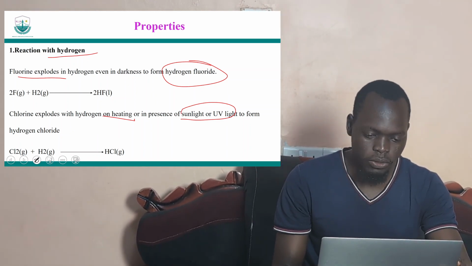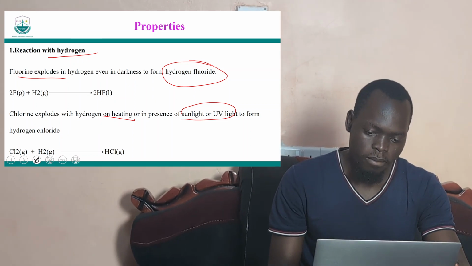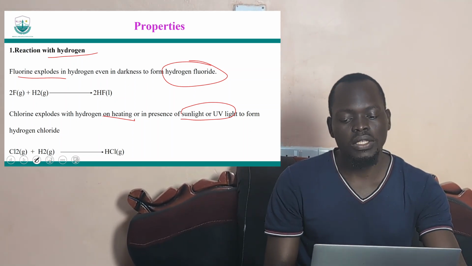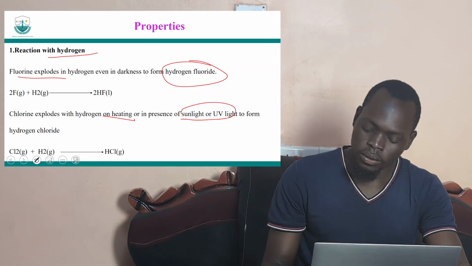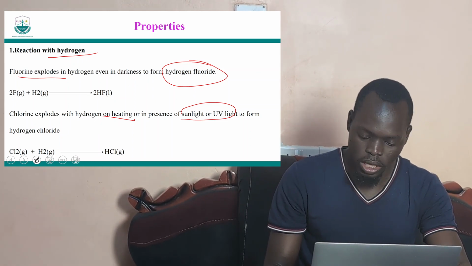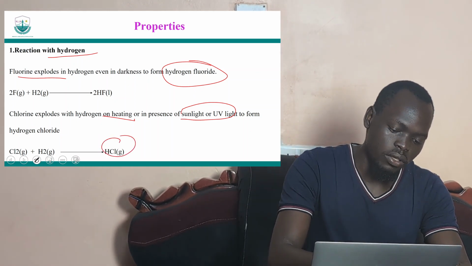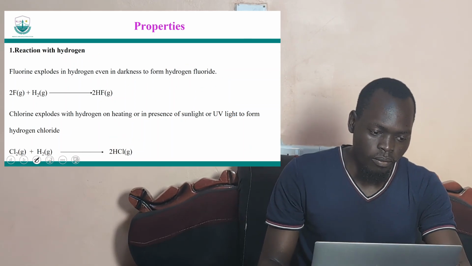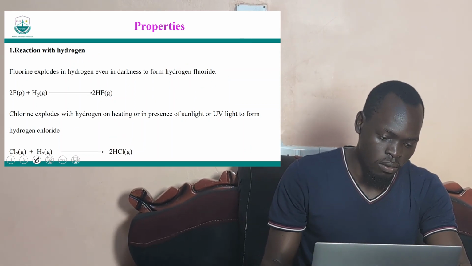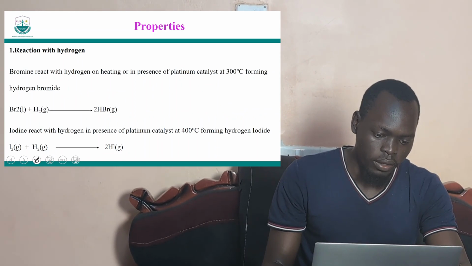Once you expose it to heat and sunlight, the chlorine can explode with hydrogen to form hydrogen chloride gas.